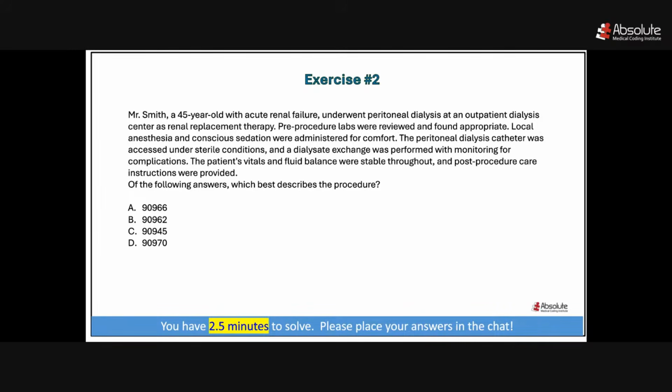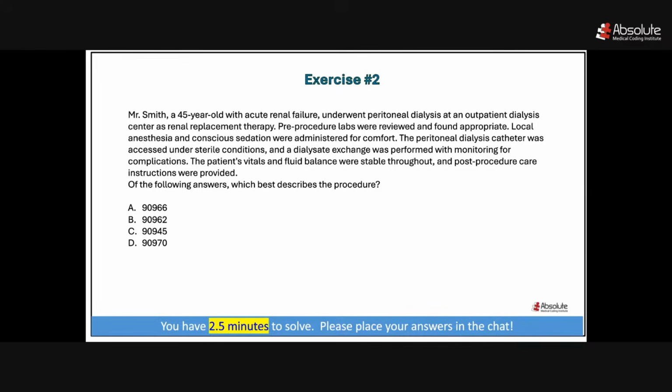Mr. Smith, a 45-year-old with acute renal failure, underwent a peritoneal dialysis at an outpatient dialysis center as renal replacement therapy. Pre-procedure labs were reviewed and found appropriate. Local anesthesia and conscious sedation were administered for comfort. Peritoneal dialysis catheter was accessed under sterile condition, and a dialysate exchange was performed with monitoring for complication. The patient vitals and fluid balance was stable throughout, and post-procedure care instructions were provided.